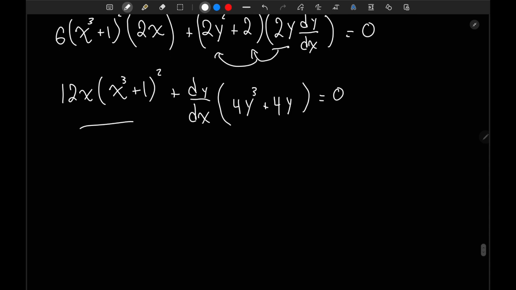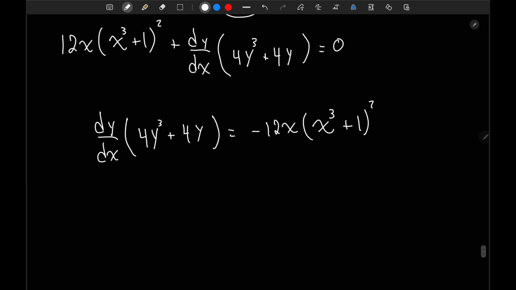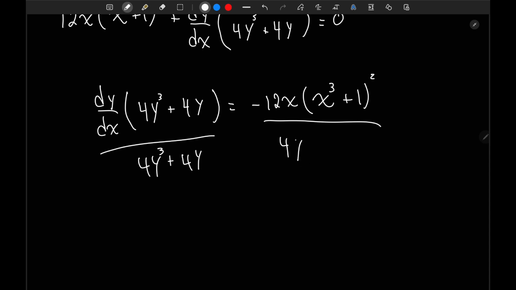I'm going to move this over to the other side. So on this side, I'll have dy/dx, which is 4y cubed plus 4y, which is equal to negative 12x (x cubed plus 1) all squared. And now we can divide by 4y cubed plus 4y to get the final answer.